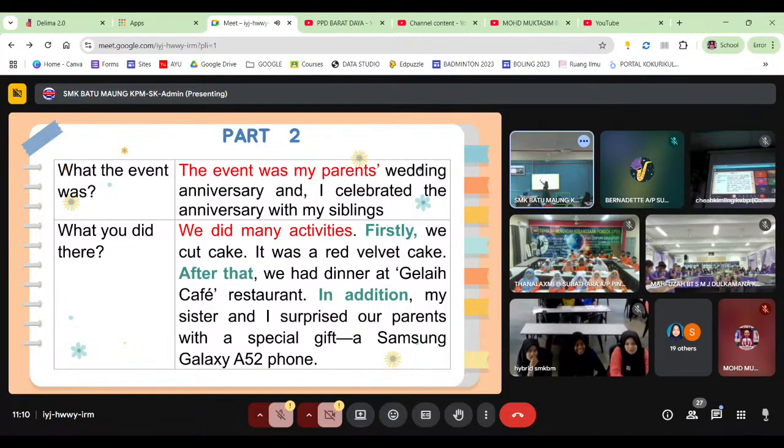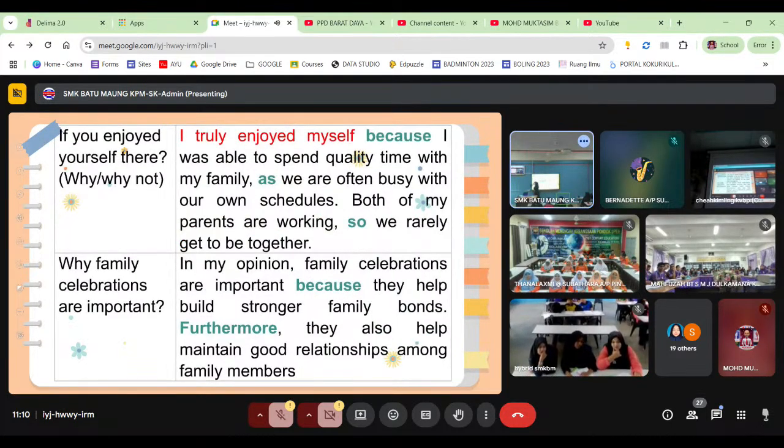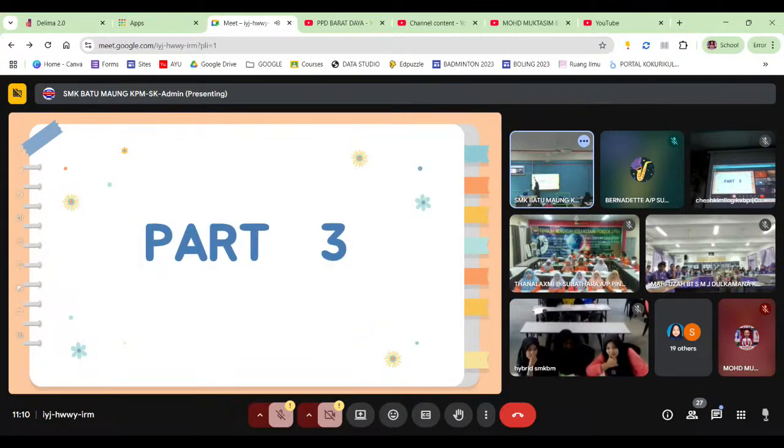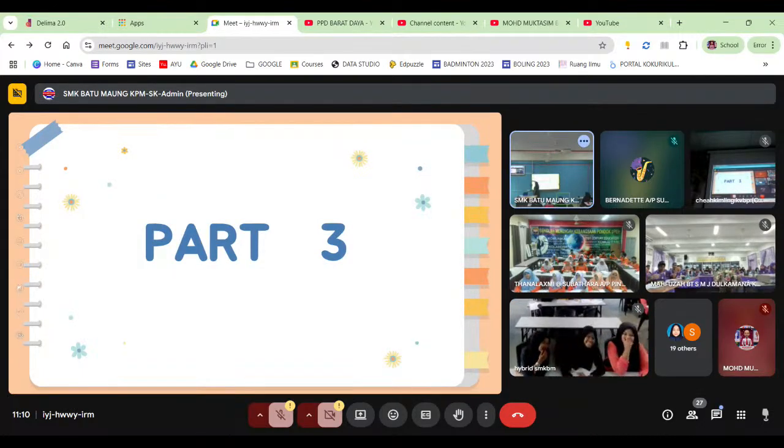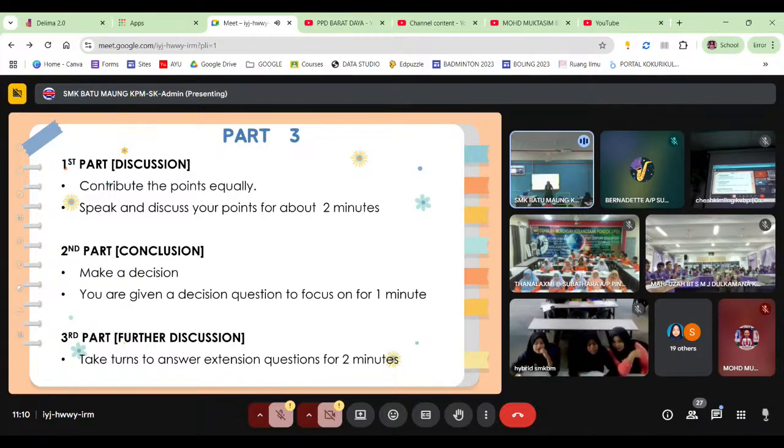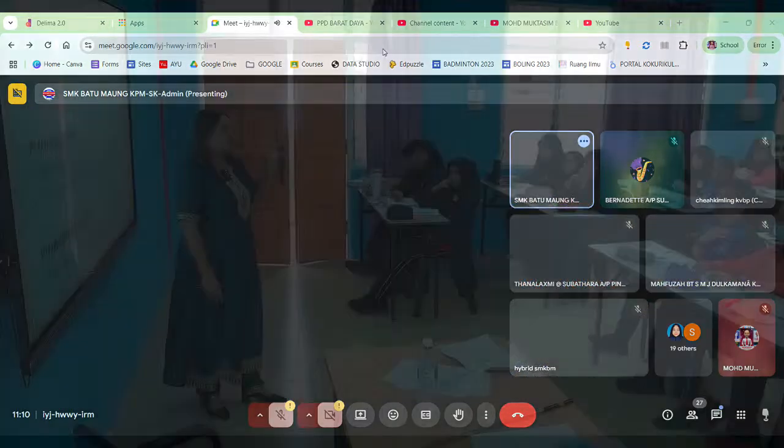Okay. Part 3. Actually, this is our focus for today. Part 3. Okay, part 3 is divided into 3 phases, right? The first phase is discussion. You are given 2 minutes to discuss, followed by 1 minute of concluding your discussion. And finally, we have the further discussion question, which can be done within 2 minutes.